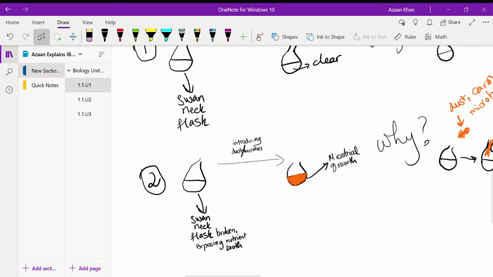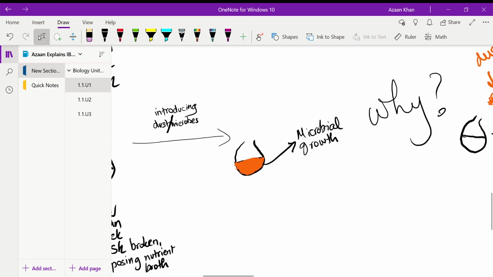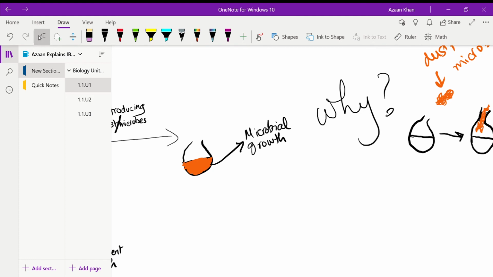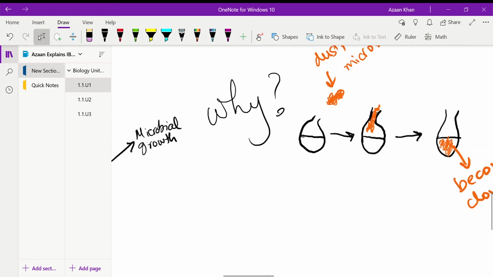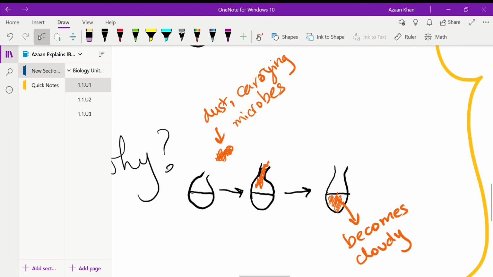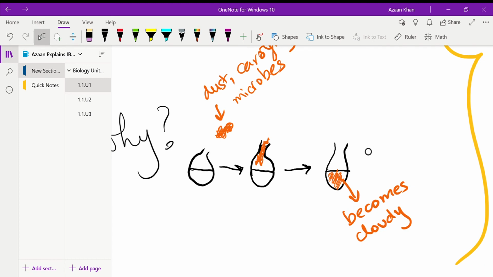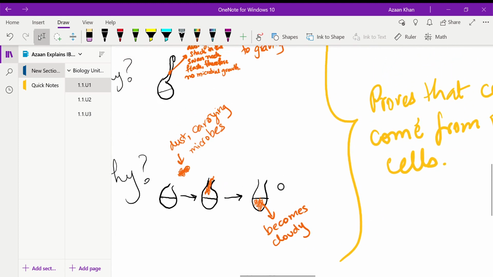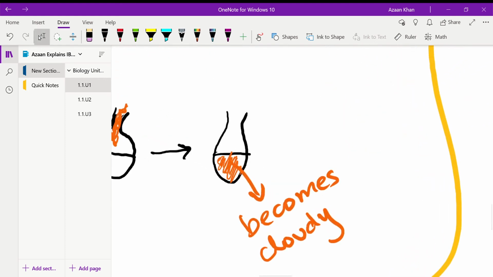However, with experiment 2, what he found was that when he broke the neck of the flask, it exposed the nutrient broth, and after introducing the dust and the microbes, the microbial growth started to occur. So he started seeing that the solution was turning very cloudy, and he found that it was showing microbial growth after analysis as well. Why though? Because when the dust was introduced, it carried microbes. And as the microbes got into the solution, because there was no Swan neck to restrict it, it entered into the solution and it became cloudy.